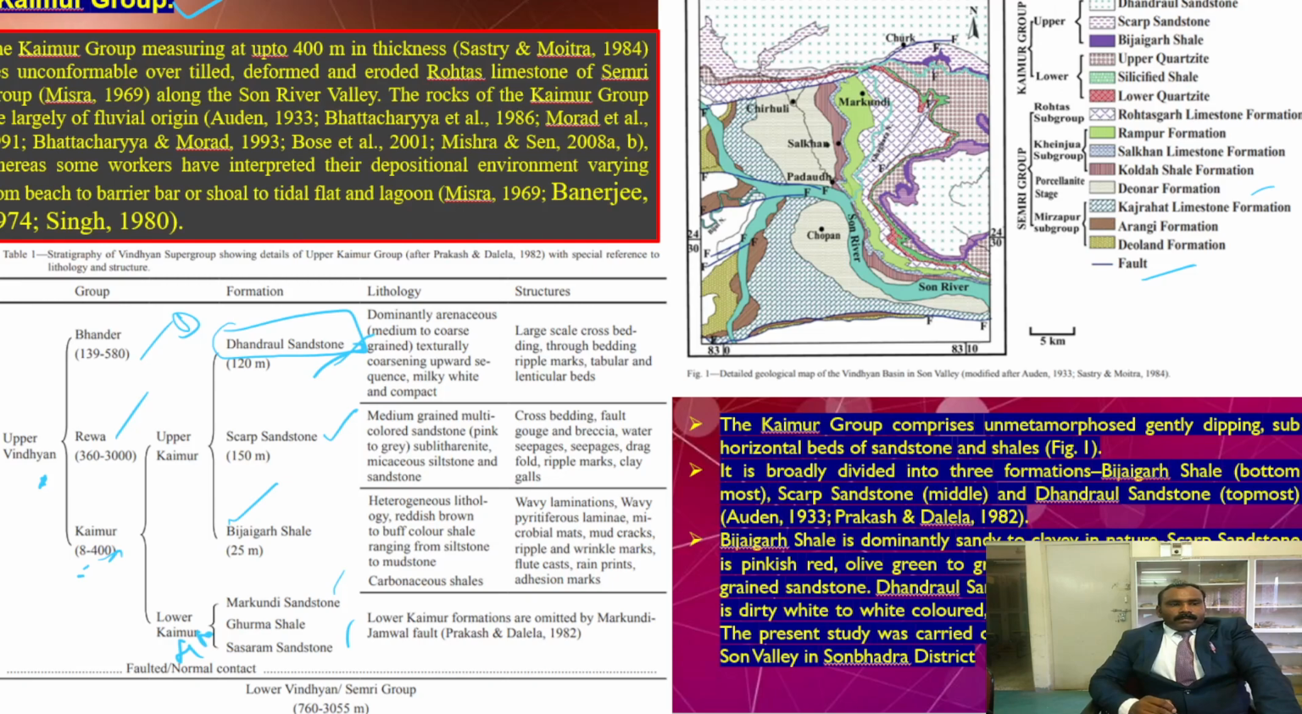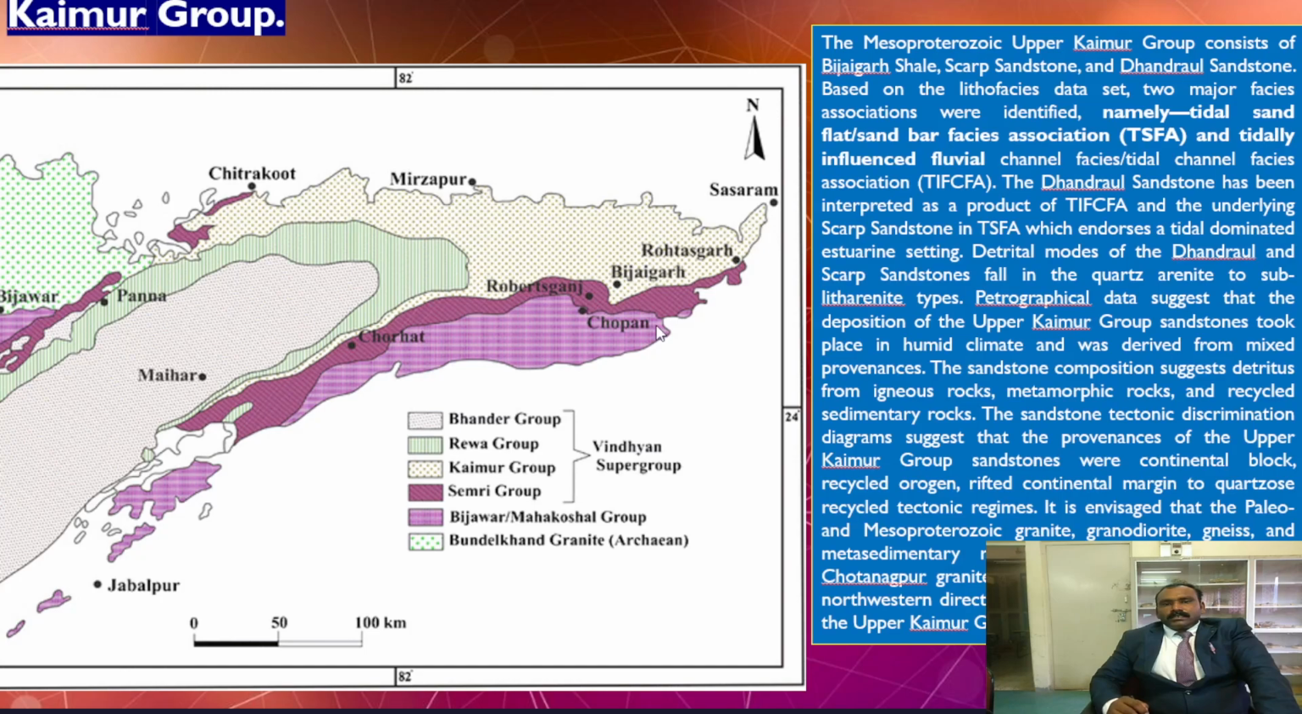This Kaimur formation is treated as Mesoproterozoic upper Kaimur group, consisting of the Bijaigarh shales, Scrap sandstones and the Dhandruval sandstones. Dhandruval was actually the name of a dam. Nearly tidal sand and flat sand bar facies are associated with these Kaimur formations, and the detrital modes of the Dhandruval and Scrap sandstones and the quartz arenites to sublithic and other petrographical data suggest that the deposition of the upper Kaimur group sandstones took place in humid climates and was derived from mixed provinces.